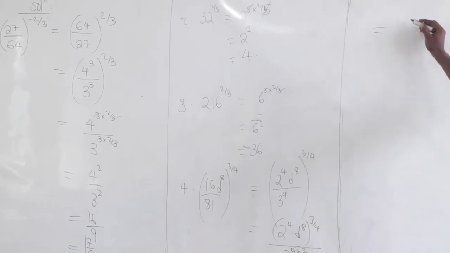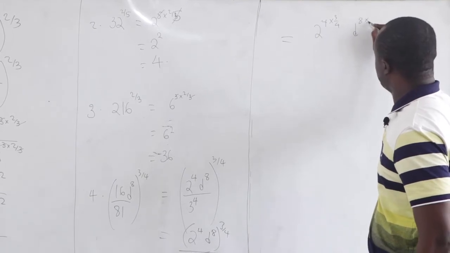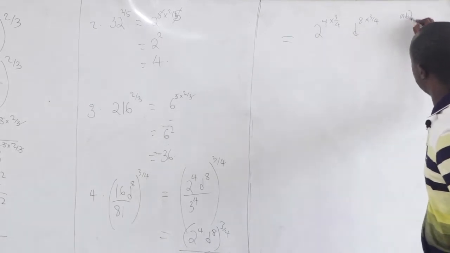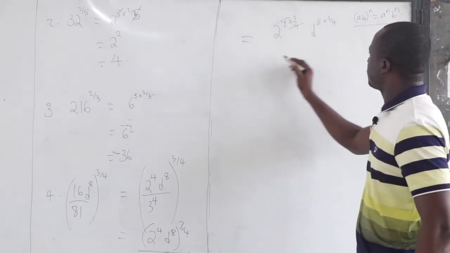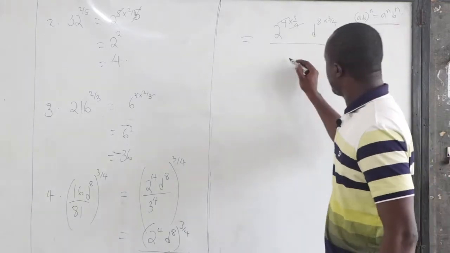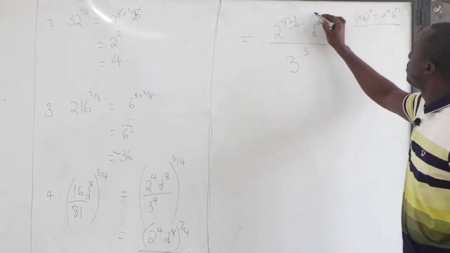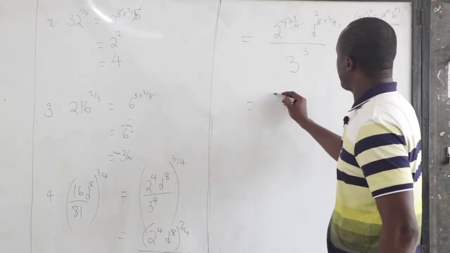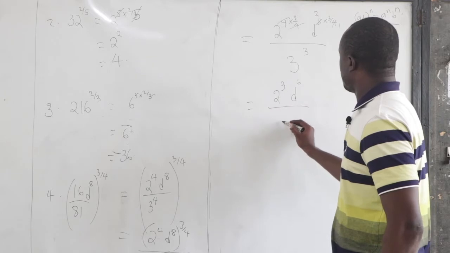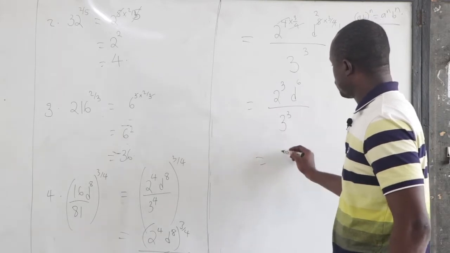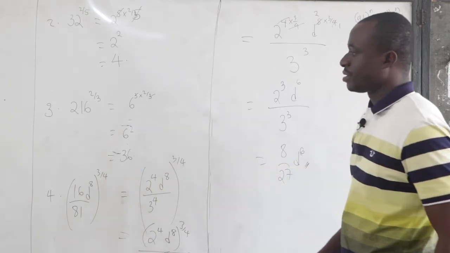Now let's see the numerator. We have 2 to the power 4 times 3 over 4, b to the power 8 times 3 over 4. What do we know? We have ab all to the power n. This is a to the n, b to the n. This one we know. Now this will cancel this. Over here, we have 3 to the power 3. Now let's see, 2 to the power 4 times 3 over 4 is 2 to the power 3, and b to the power 8 times 3 over 4 is b to the power 6. All over 3 to the power 3. That is 8 over 27, b to the power 6.